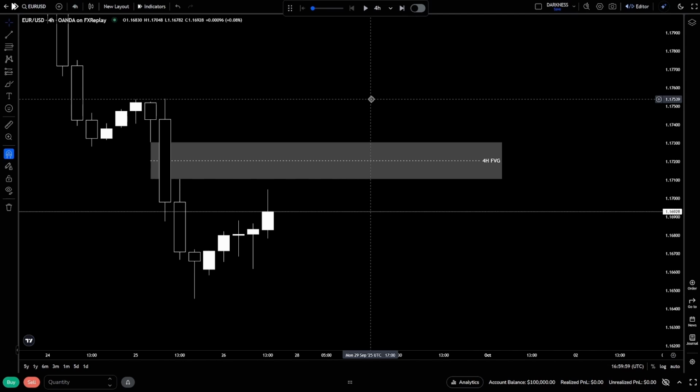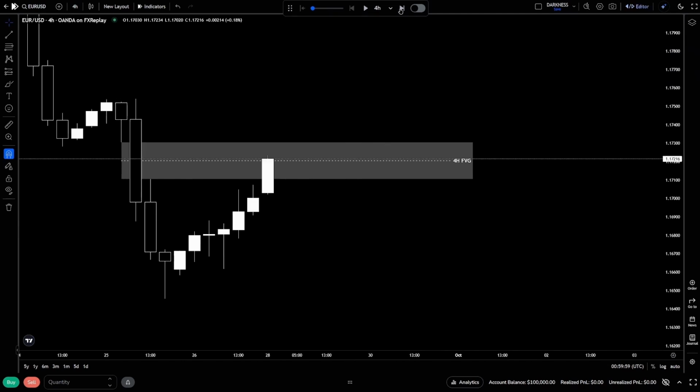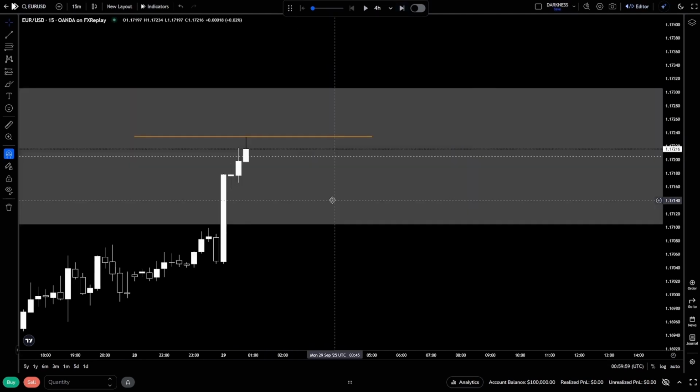Here you can see a fair value gap. The first candle closes with a very small wick. We wait for the second candle to sweep it. Here is the wick. We come into a lower time frame to look for an entry.